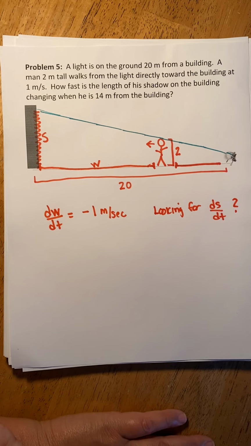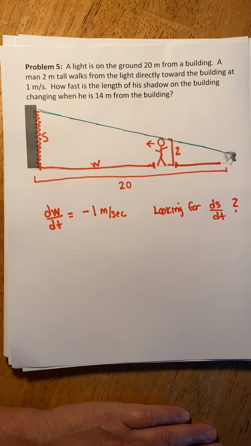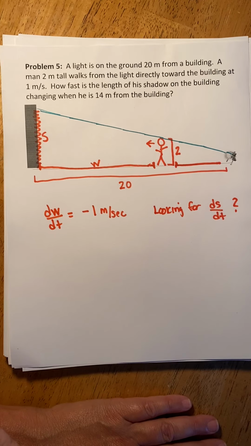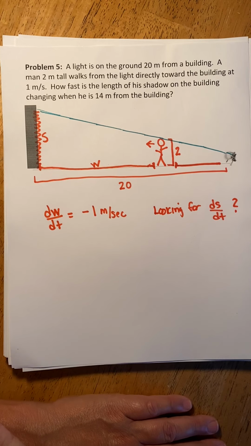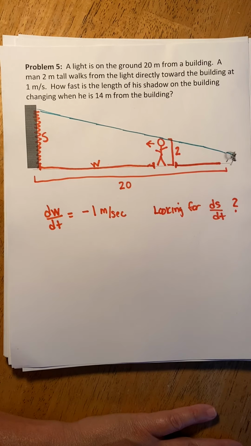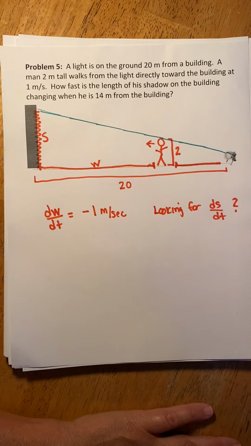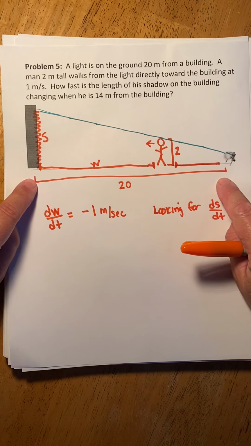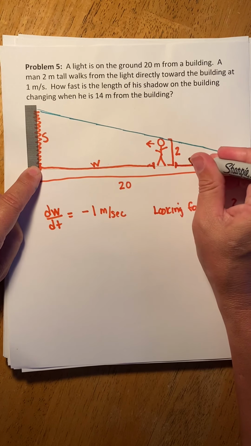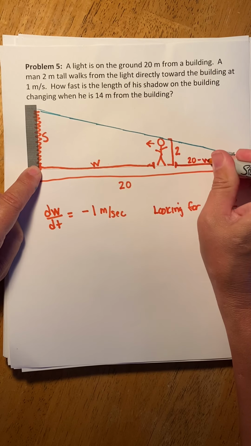So when he is 14 meters from the building, so when W is 14, right? But before we stick in W equals 14 or anything, we have to have a relationship between W and S. How can we relate W and S here? This might look a little tricky, but it's really not that bad. If this distance is 20 and his distance to the building is W, then this distance here is 20 minus W.